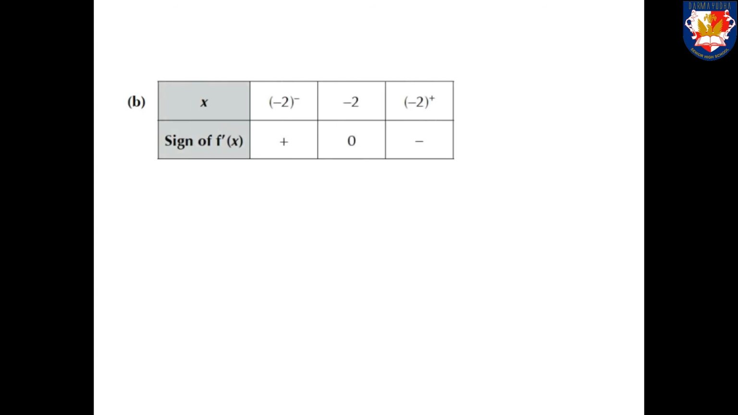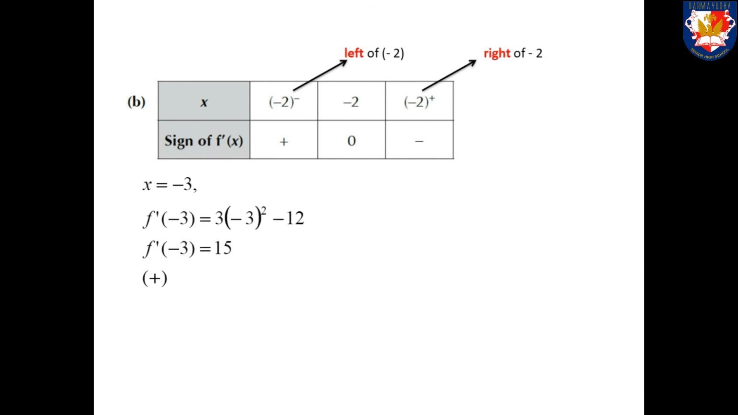For part B, we use the first derivative test. Here is the table showing the sign changes of f'(x) around x equals minus 2, with the left of minus 2 and the right of minus 2. We take any value on the left of minus 2 to test whether the sign of f' is positive or negative. I take x equals minus 3 and f'(minus 3) equals 15, which is positive. And I take x equals 0 on the right of minus 2, and f'(0) equals minus 9.